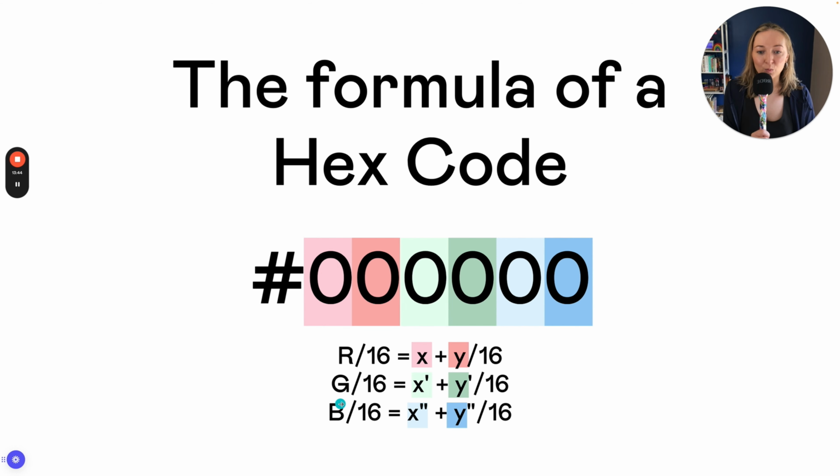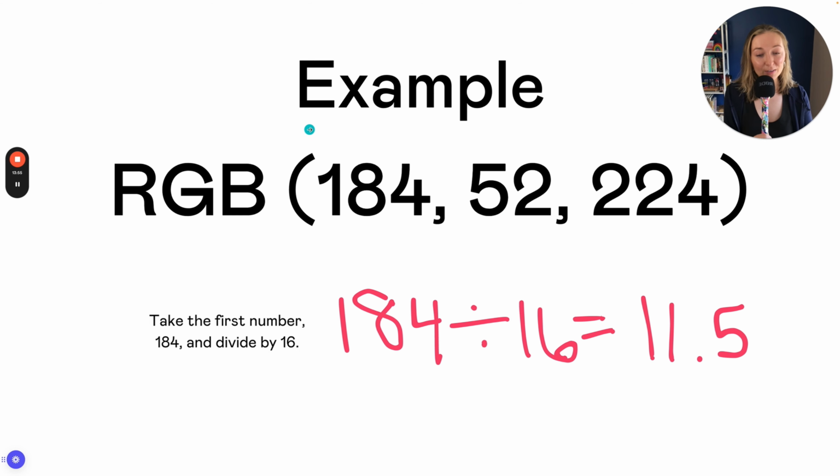And what we do is we first find what this character translates to, and then we find what this character translates to. So I'm going to show you what to do for a real life example. So we are going to translate RGB 184, 52, 224. So 184 is how much red is in the color, 52 is how much green is in the color, and 224 is how much blue is in the color. And you can maybe start to picture what this color looks like if you can do a little color math in your head.